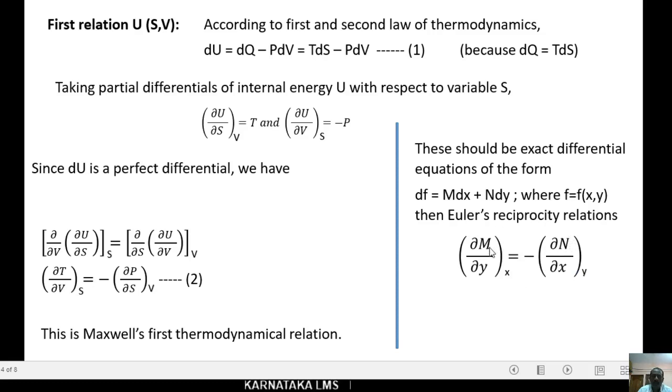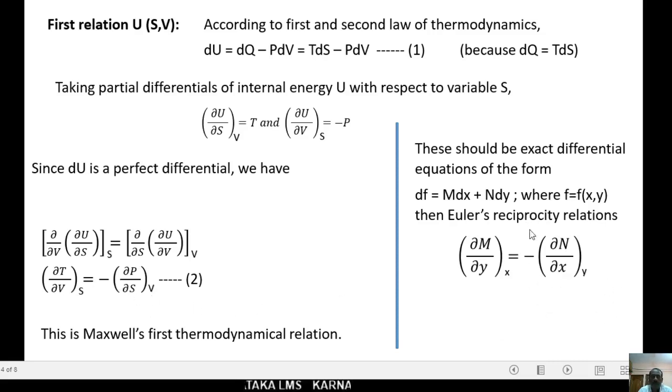By like this, here just you can take the equation 1, that is dU equals TdS minus PdV, let it be equation 1. Then using this Euler's reciprocity relation, directly you can write the equation 2. Here M is replaced by T and y is replaced by V, volume, and x is replaced by S. Here the first relation is U is a function of S and V. This is equal to minus of dou N, N is replaced by P here and x is replaced by S.